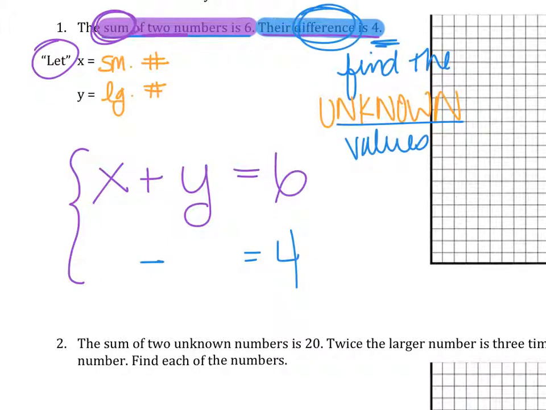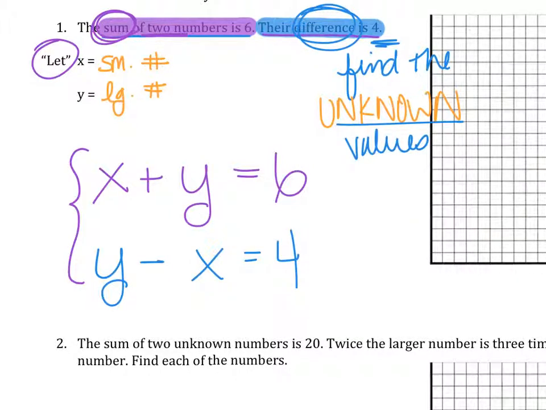But here is where you have to be careful. If we have one number that's larger and one number that's smaller, you have to think about the difference being a positive value. So you have to make sure that the bigger number is in the first spot and we're subtracting away the smaller number so that we get a positive answer. So we have to put this as y minus x equals 4.